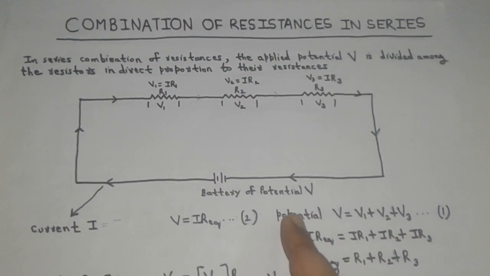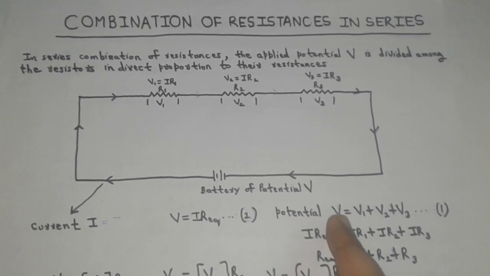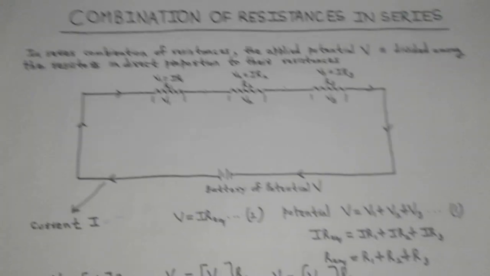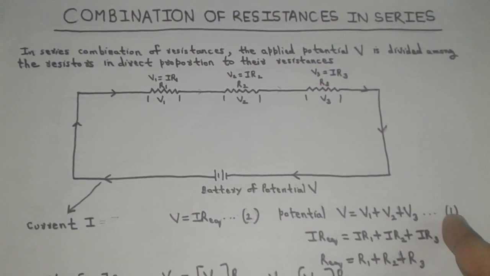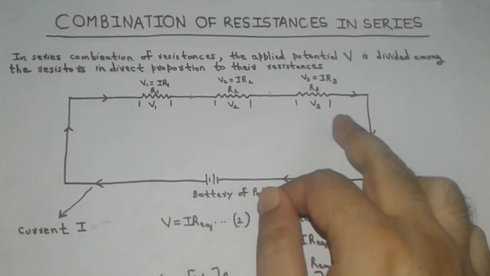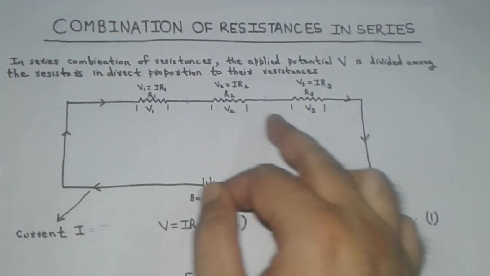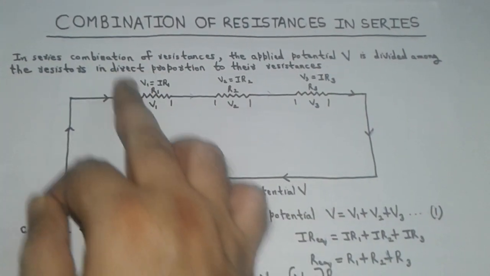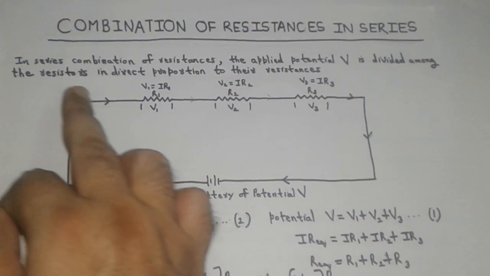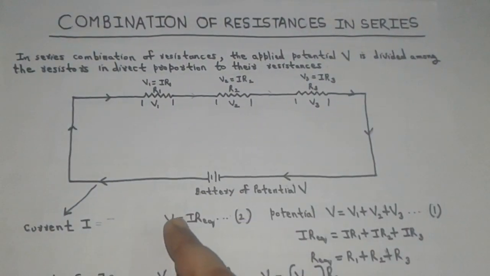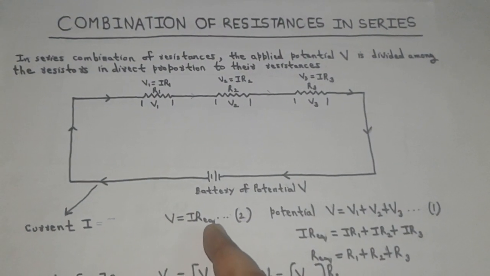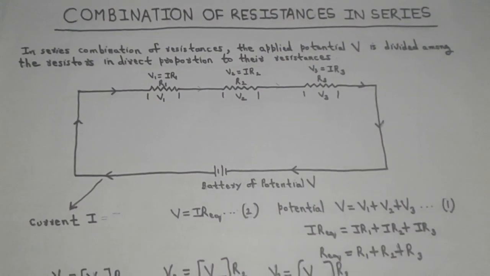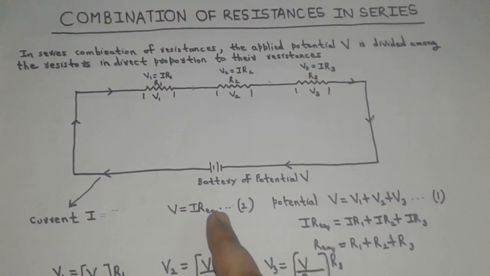Or in other words, we can write potential V is equal to V1 plus V2 plus V3. So we can represent this as equation 1. If R equivalent is the equivalent resistance in series combination of resistances, then the total potential V supplied by the source is given by V is equal to I R equivalent. We can consider this as equation 2, which we are getting from Ohm's law.